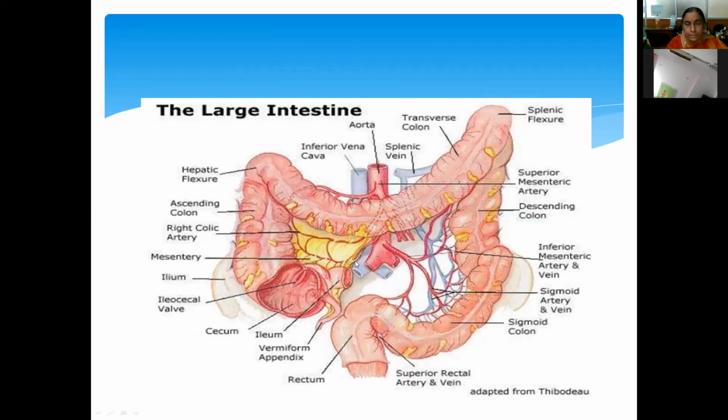So the superior mesenteric artery comes here, and the ileocolic branch comes there, and the right colic and middle colic go like this. Whereas the left colic, sigmoid and superior rectal arteries are the branches of the inferior mesenteric artery, and they supply the descending colon, sigmoid, and the remaining part of the large intestine.